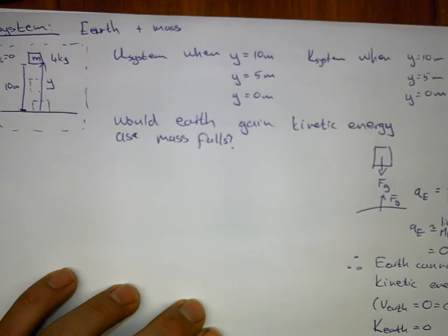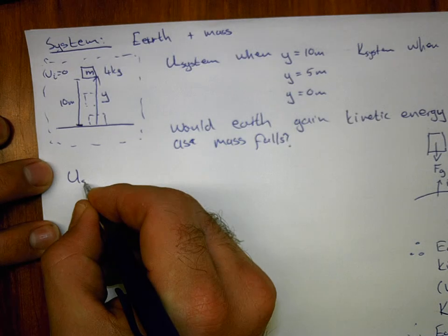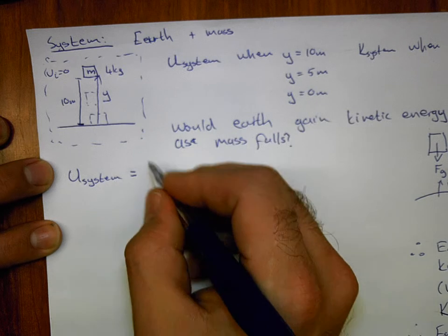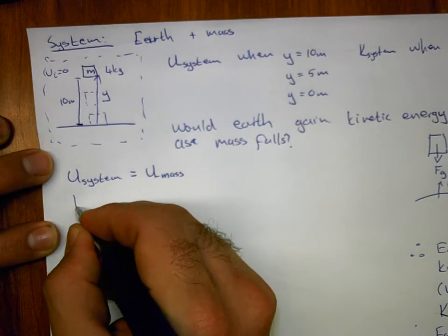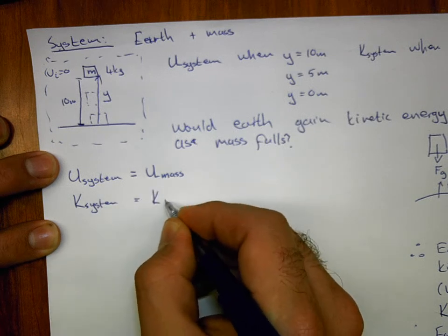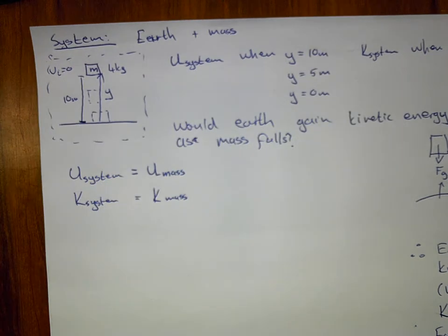So if we look at our system, it means that the potential energy of our system is, at any point, equal to the potential energy of the 4 kilogram mass, and the kinetic energy of our system will be equal to the kinetic energy of the mass. Right? Because the Earth has got 0 potential energy, 0 kinetic energy in this problem, because it's so large compared to that mass. If these were 2 planets interacting, we couldn't make that assumption.